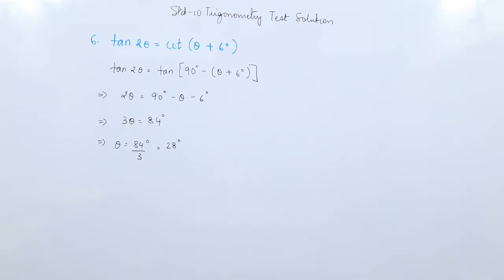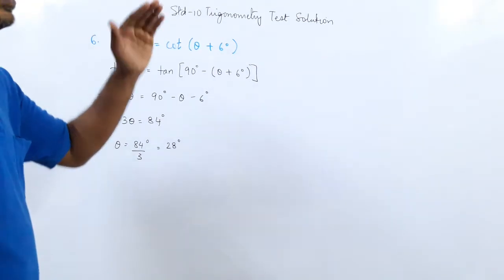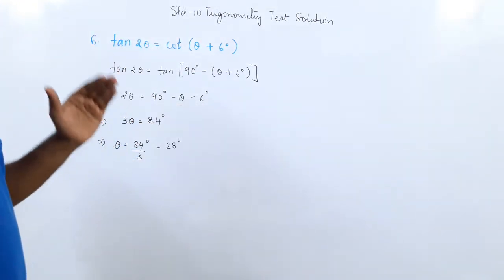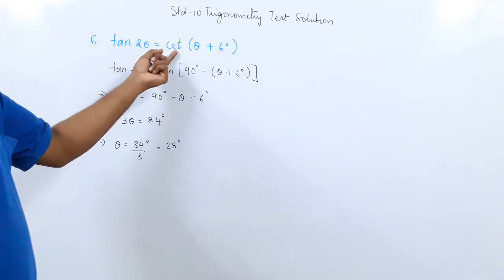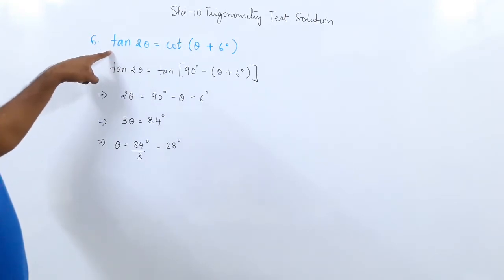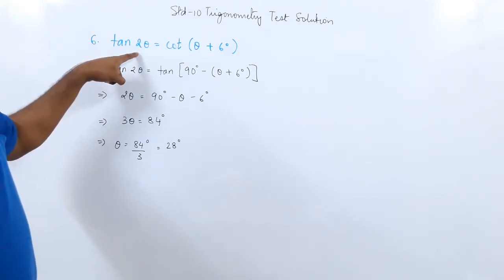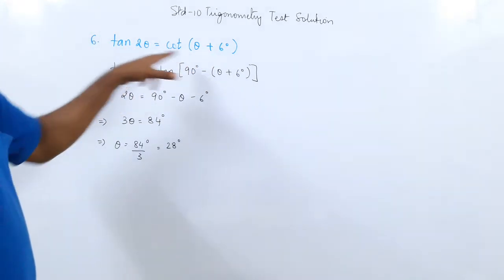So in this type of sum, what you have to do, is it clear to you? Here we have to find the value of theta. So see the different sums and understand the method. In this sum, you have to change the cot into tan or the tan into cot. Either way, you can even say cot 90 minus 2 theta equal to tan 2 theta. So you can do it either way you want. If you don't want to change this, you can even change this.